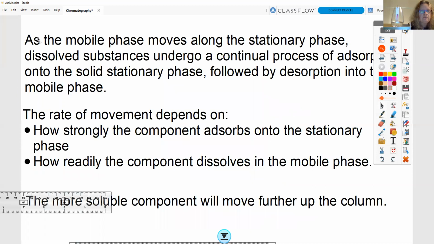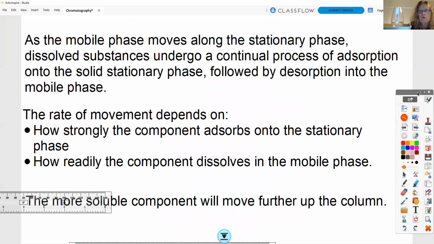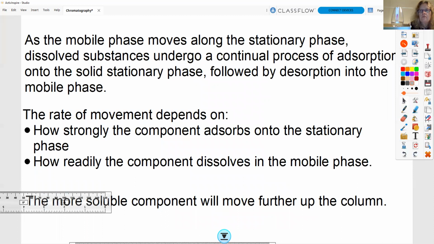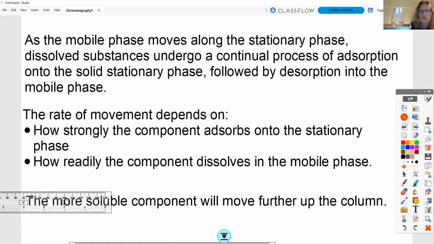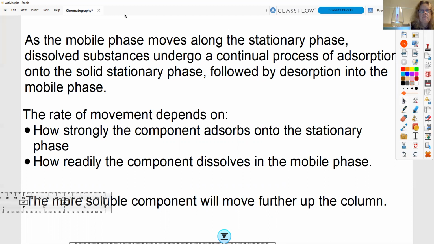Next page. All right, so as the mobile phase, which is the water, moves along the stationary phase, so as it moves up the paper, the dissolved substances, which is the purple stuff, undergo a continual process of adsorption onto the solid stationary phase, followed by desorption into the mobile phase.